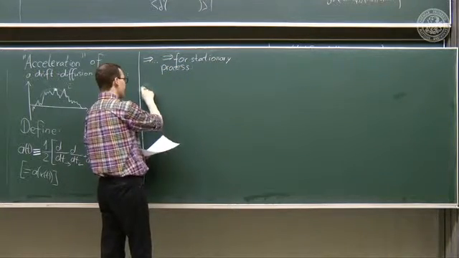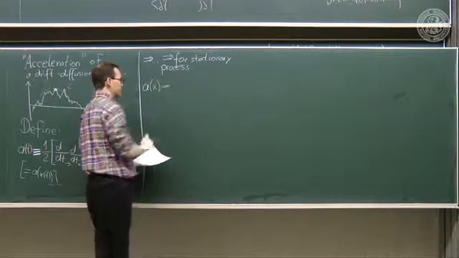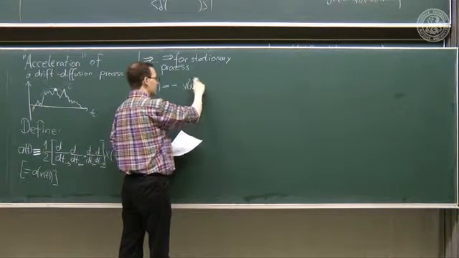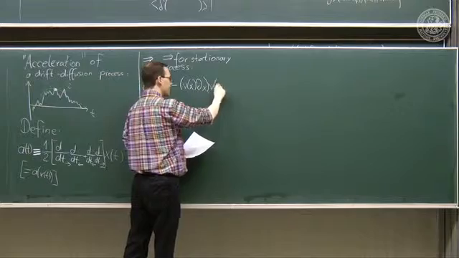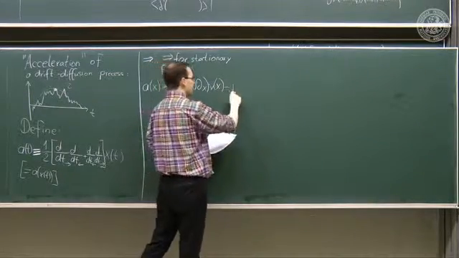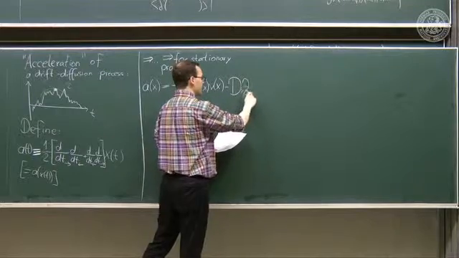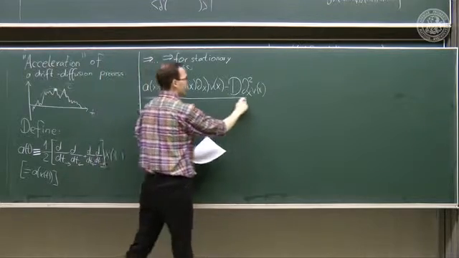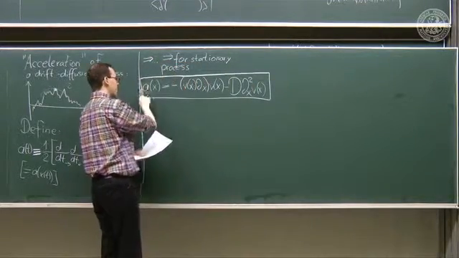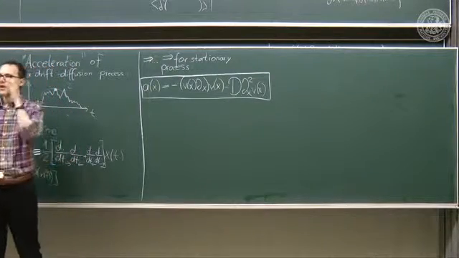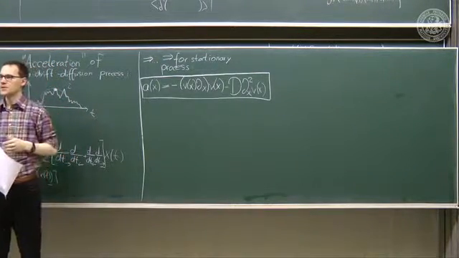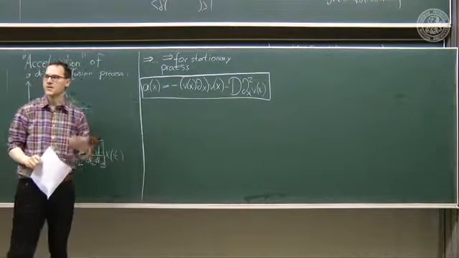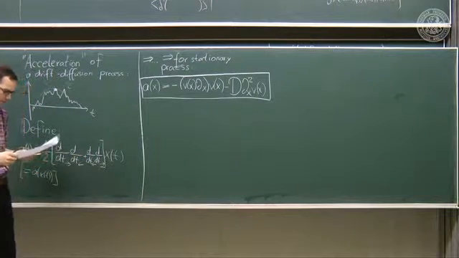And what we find is the following. A, now you think of it as a function of x, equals minus v of x d/dx applied to v of x, minus the diffusion constant times the second derivative of the drift field. So this is then the expression that relates the acceleration to the drift field. So if you give me the drift field and the diffusion constant, you have fully specified the process, so it's no wonder that I can then express my acceleration via the drift field.